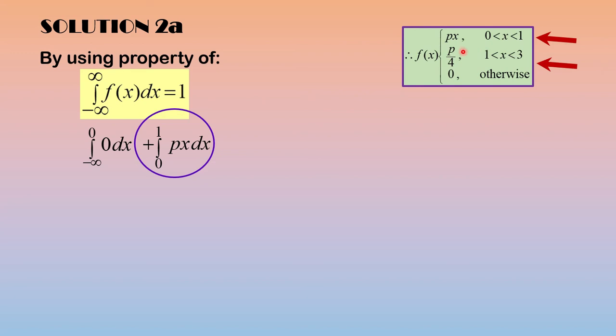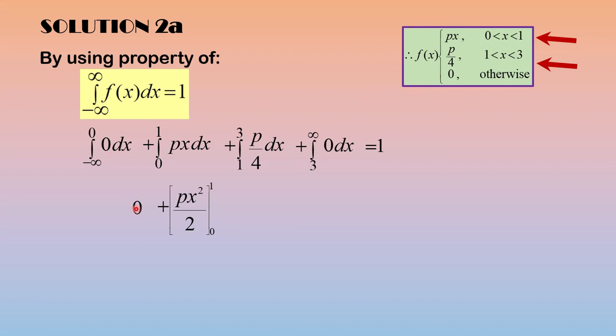integrate from 1 to 3, the function is p over 4. Integrate with respect to dx. And the last interval, we integrate from 3 to infinity, and the function is 0 here, 0 dx. Then this must equal 1. Okay, we concentrate on integrating and substituting the values for these two functions only, because for the rest, the function is 0.